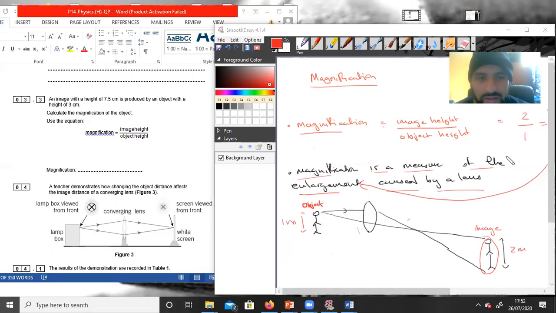I don't have a calculator on me, but no problem. Do you know what the method would be? Yeah, 7.5 divided by 3. Yeah, perfect. 7.5 divided by 3, you give your answer. So it's 2.5. Yes, good job. 2.5 times larger. That's your magnification. Okay, well done.